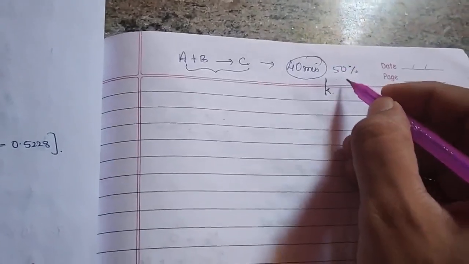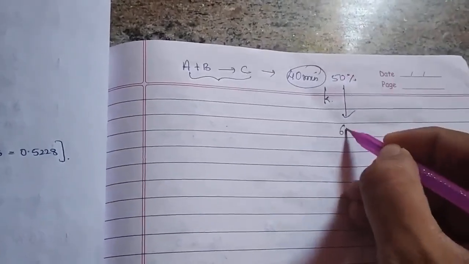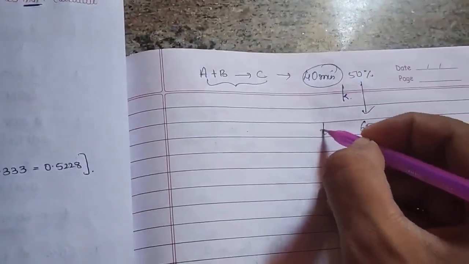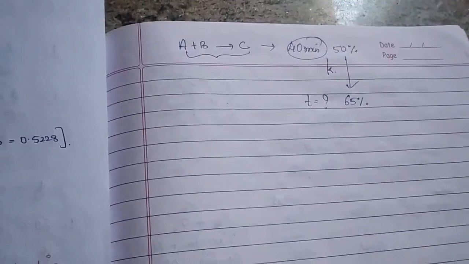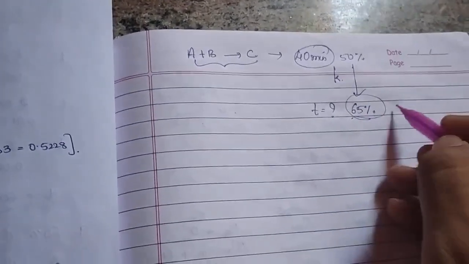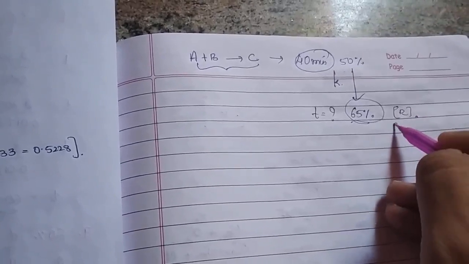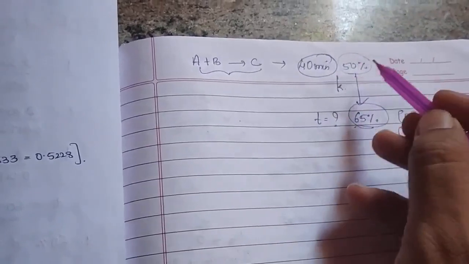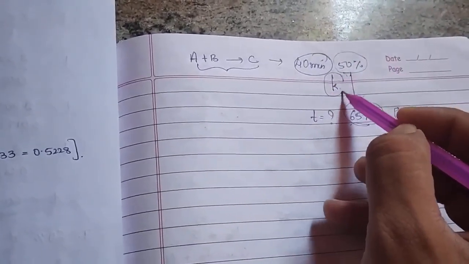Now when the same reaction has been taken for 65% of the completion, what they have asked is, what would be the time taken? Of course, from this 65% I would be getting my R0 and my R. Why did I choose this 50% over here? Because I needed my rate constant.